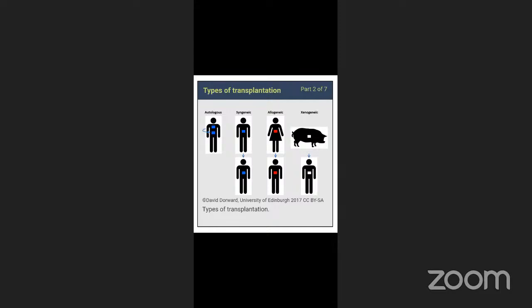One type is autograft. Autograft is self tissue transferred from one body site to another in the same individual. Self tissue transferred from one body site to another in the same individual is called autograft. Autograft means self transplantation.